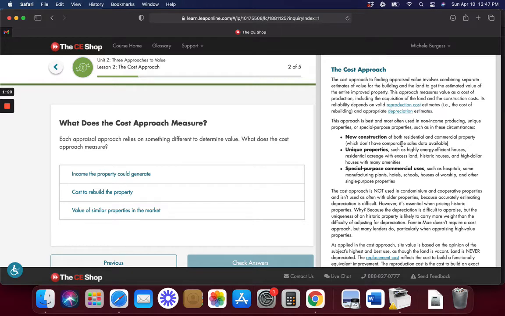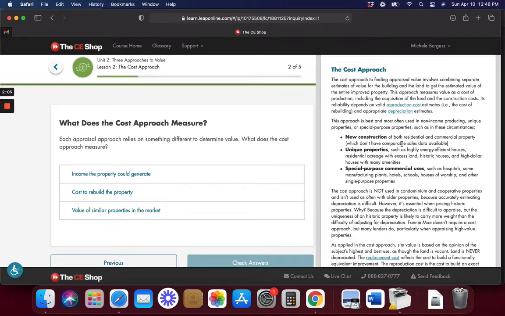It involves combining separate estimates of value for the building and land to get the estimated value for the entire improved property. This approach measures value as a cost of production, acquisition of land, and construction costs. It relies on reproduction cost estimates and appropriate depreciation estimates. This approach is best and often used in non-income producing unique properties or special purpose properties: new construction, unique properties, and special purpose commercial properties.